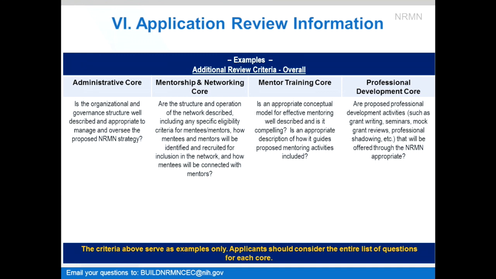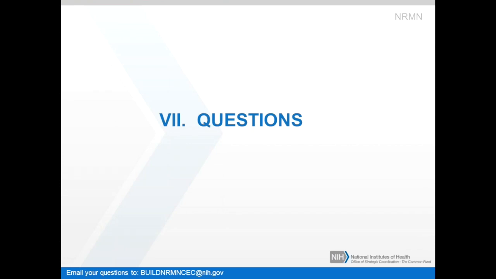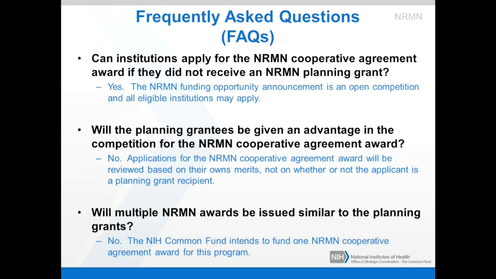At this time, Pamela Thornton will return to cover frequently asked questions. Thank you, Dr. Swartz. Before the team responds to questions you submitted during today's webinar, I'm not sure if we have many at this point, let me take some time to read a few FAQs we've received so far before the webinar. The first question is, can institutions apply for the NRMN Cooperative Agreement Award if they did not receive a planning grant? Yes, you can. The NRMN funding opportunity announcement is an open competition, and all eligible institutions may apply.